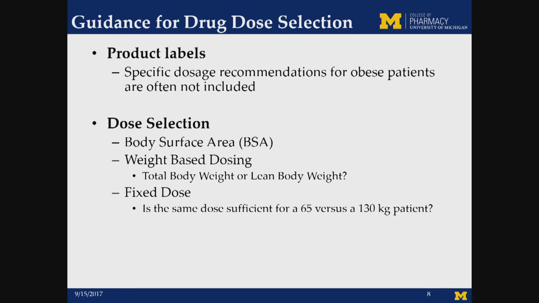This is using a dose, for example, 500 milligrams, irrespective of body size. But this always raises the question: if you use a fixed dose across a population of adults, is using the same dose sufficient for a 65 versus 130 kilogram individual, for example?